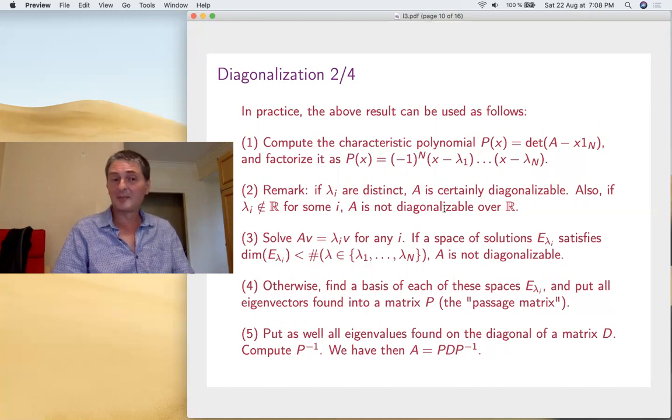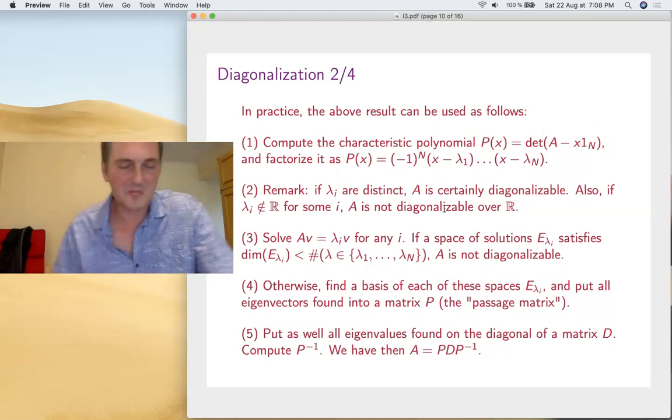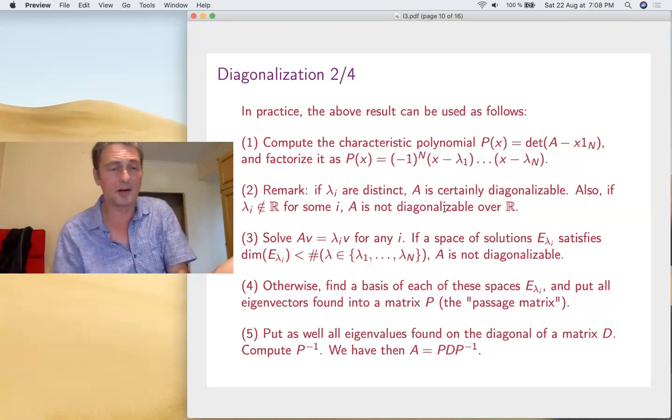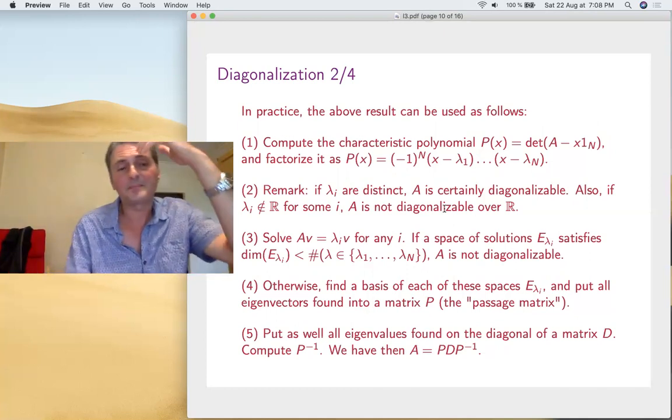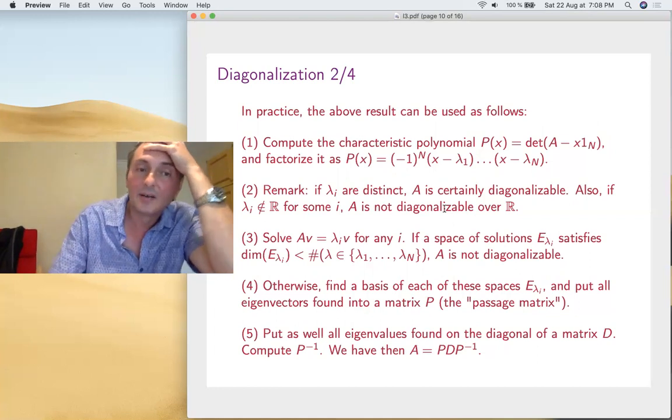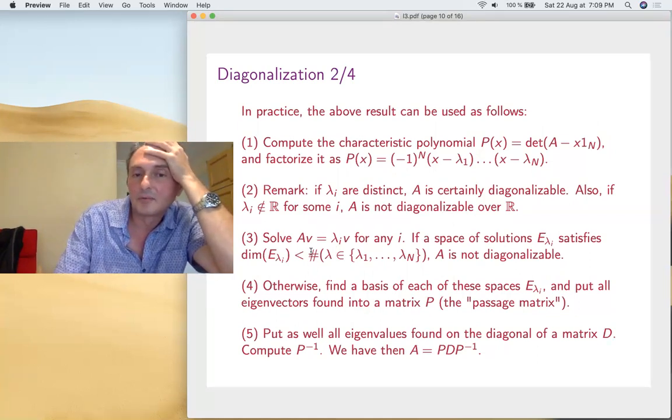Also, another important remark is that even if your matrix is real, if some eigenvalue is not real, it is not diagonalizable over R. So if you're ever looking for a diagonalization over R, you find a complex eigenvalue, game over. There's no diagonalization. Okay, so once you're done with this, you have to solve these equations now, compute eigenspaces, and you look at dimensions. If they don't work, it's not diagonalizable, game over.